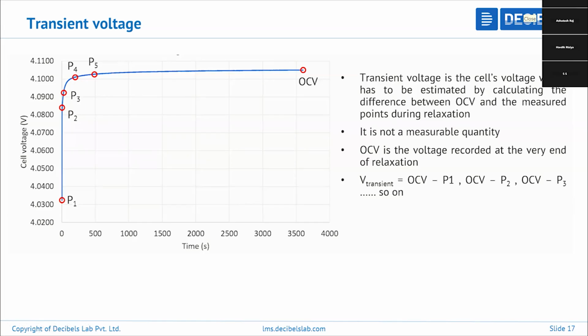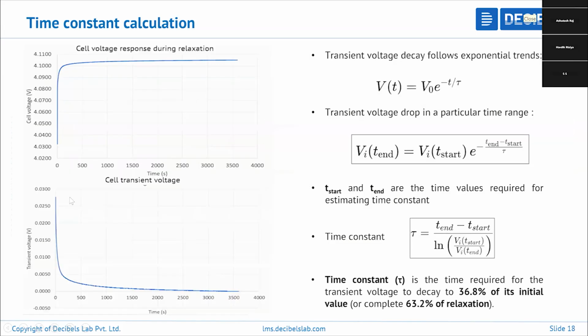The transient voltage is not a measurable quantity. It is just something you calculate mathematically, the difference between the OCB and each point of the voltage. Here you can see the cell voltage response visualization, and when we subtract the OCB from all the voltage points, we get our transient voltage. The behavior of the transient voltage, you can see, is also exponential decay in nature.